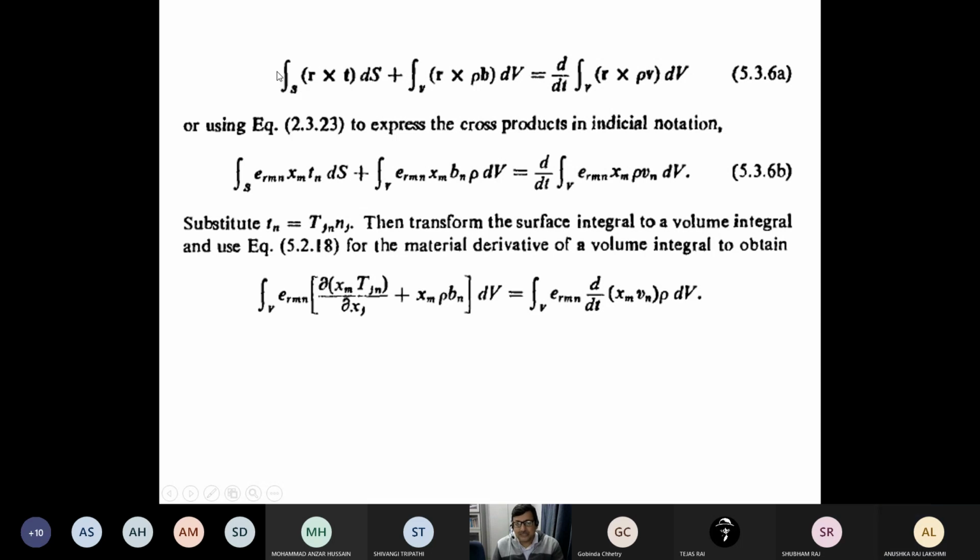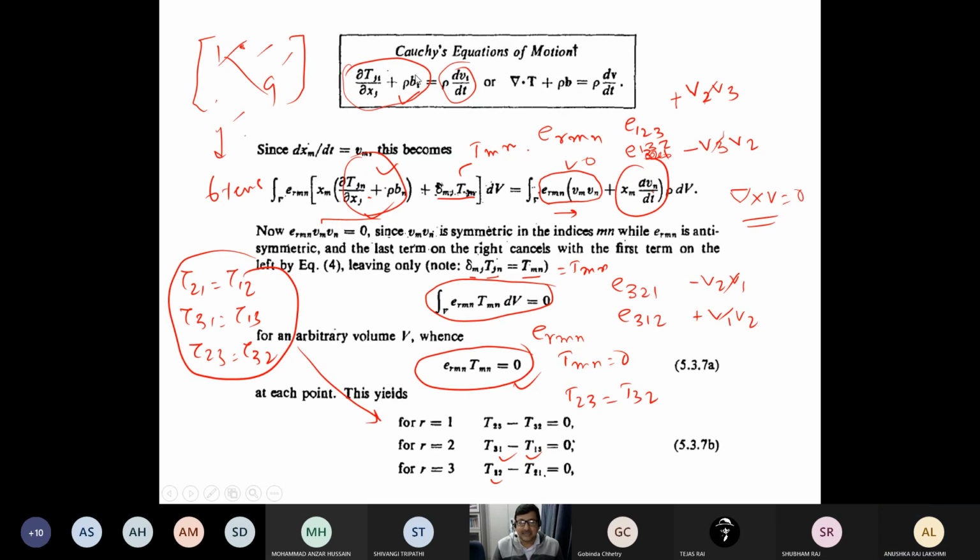Yes, sir. When I do that, I get a result, and then if I take the linear momentum balance equation, which I have already proven, I get as a consequence that my stress tensor is symmetric.